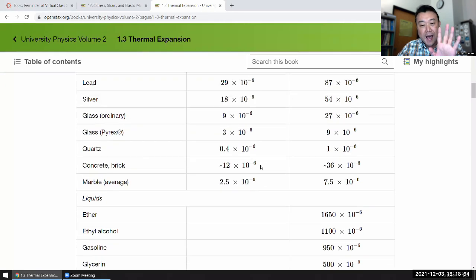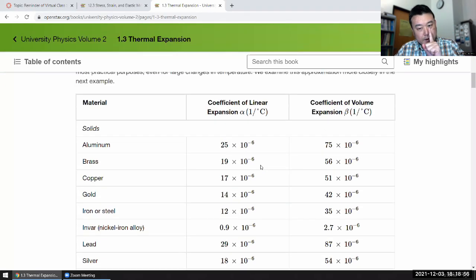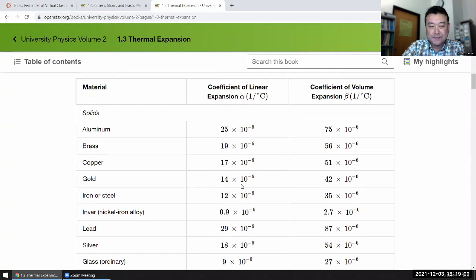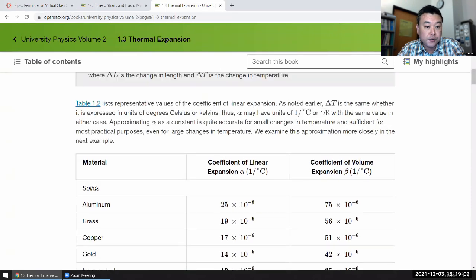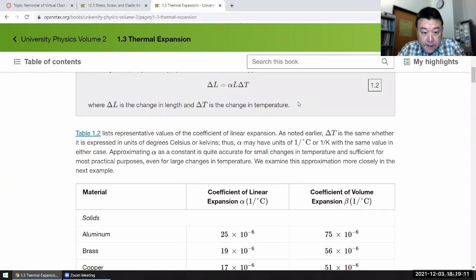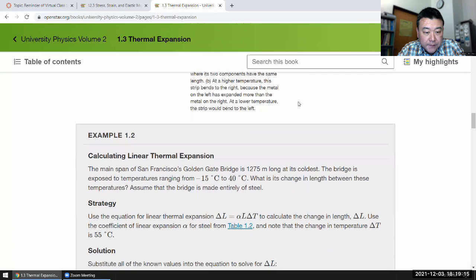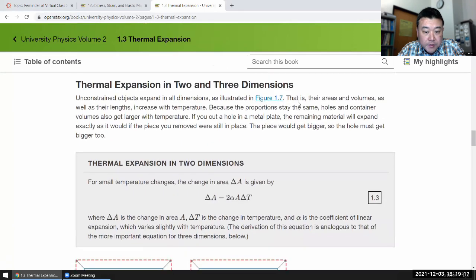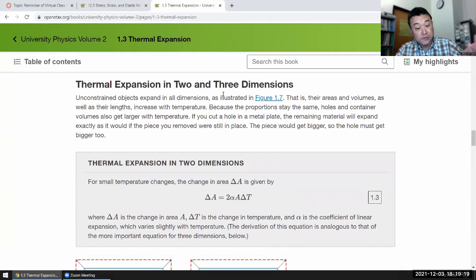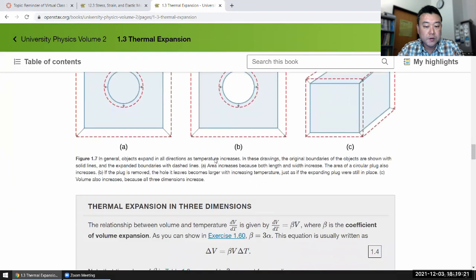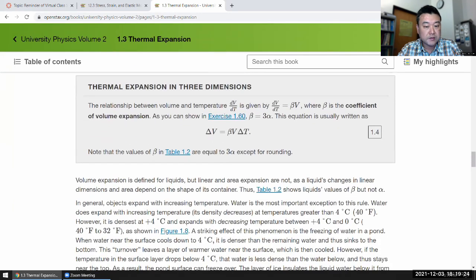But okay, as you look at this table, this is where you see something that I misremembered and somehow mixed up with Young's modulus, which is the coefficient of volume expansion. It's defined the way that you'd expect it to be defined. Let's see, where do they talk about the actual definition of volume expansion? Yeah, the thermal expansion in 2 and 3 dimensions, and the coefficient of volume expansion is this beta.